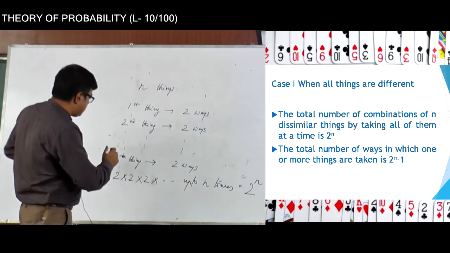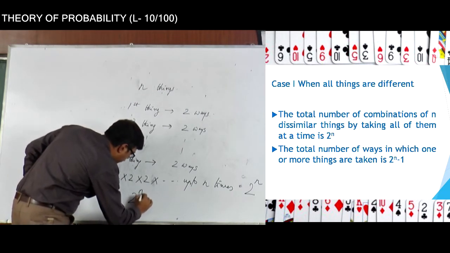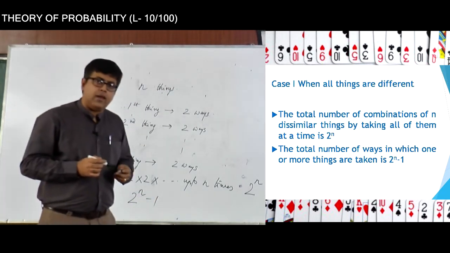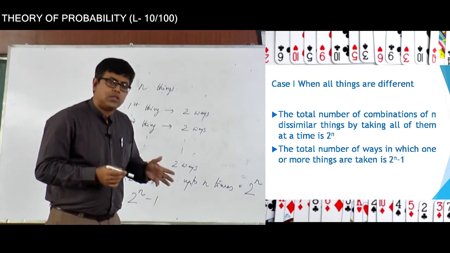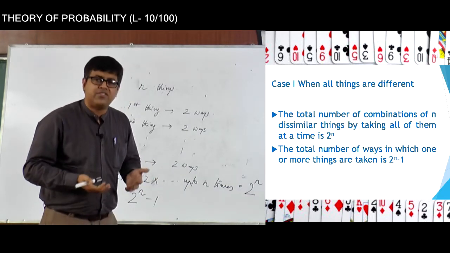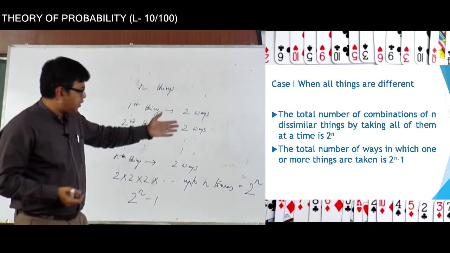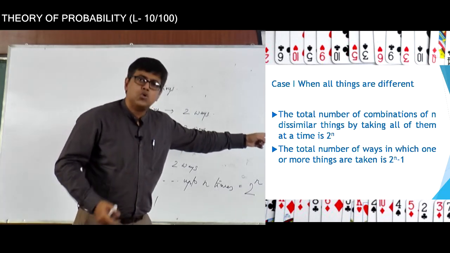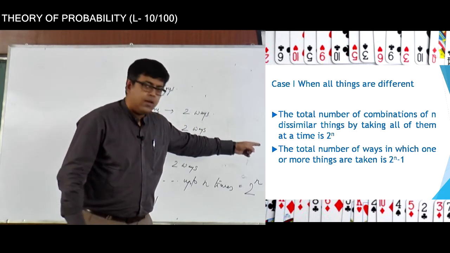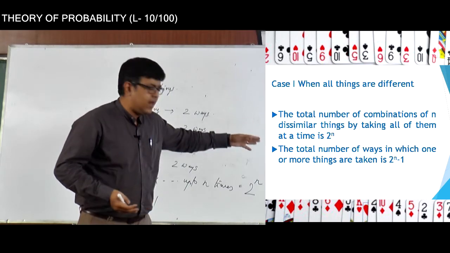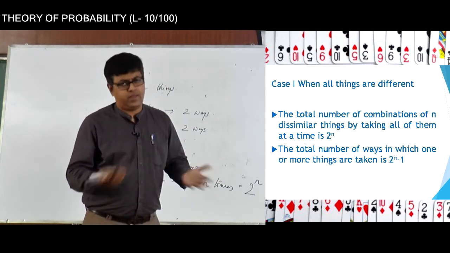So if you subtract 1 from 2 to the power n, you will get the number of ways of selecting at least one of the n things, right? That's why the result is 2 to the power n minus 1, the total number of ways in which one or more things are taken. One or more means actually at least one thing, same meaning.